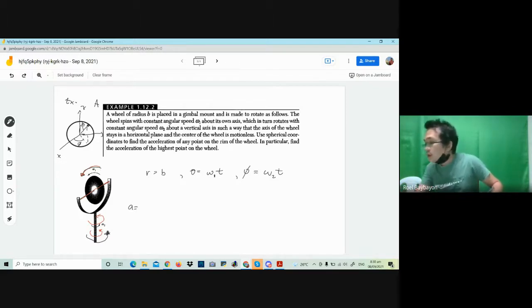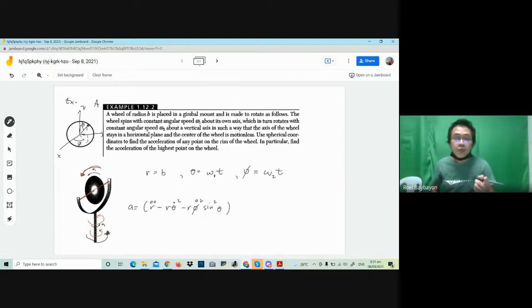It's long. Okay, we have r double dot minus... again, no need to memorize this. Even if it's long, we can still solve it, as long as we know theta, r, and phi. We can solve for the velocity, acceleration, and position of the system. In this case, in the earlier example, what we need to find is just the acceleration, so we go straight to the acceleration.